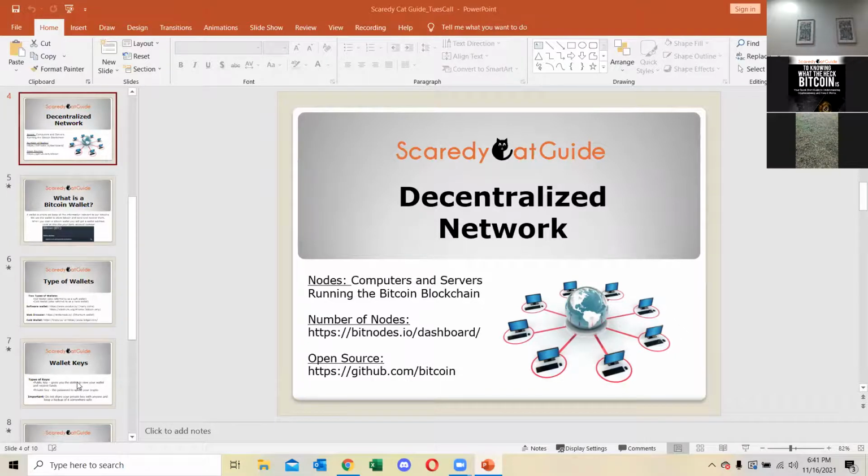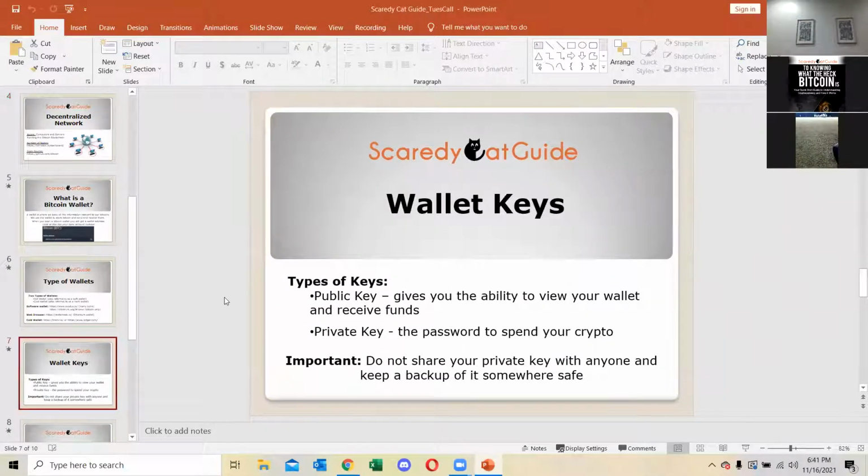And in order to do that, you need a wallet. In the case of Bitcoin, you get a Bitcoin wallet. There's tons of different wallets for obviously different cryptos. But when it comes to wallets, really what you just need to remember is you're going to get wallet keys. The two types of keys essentially are the public key and the private key.